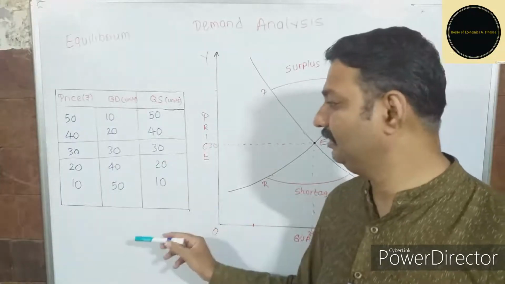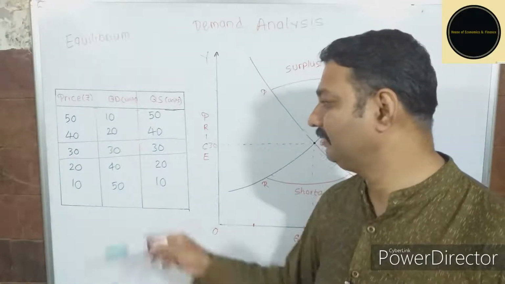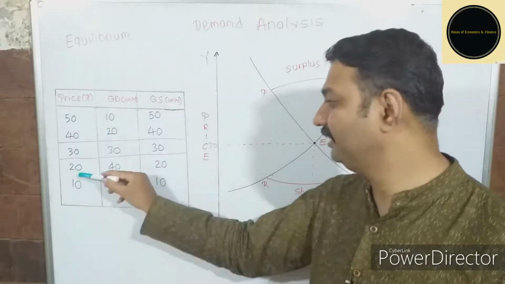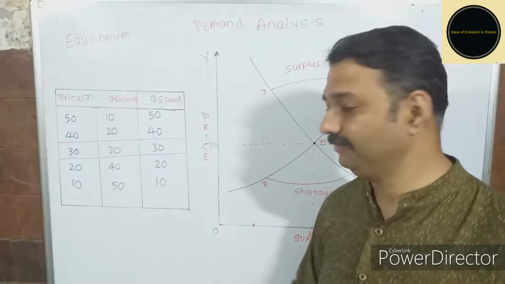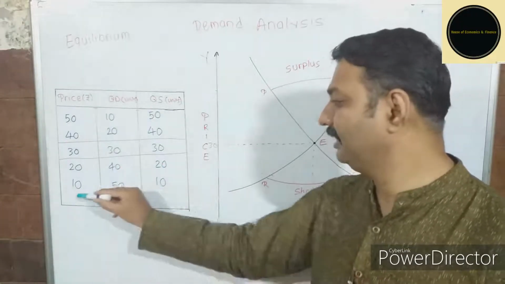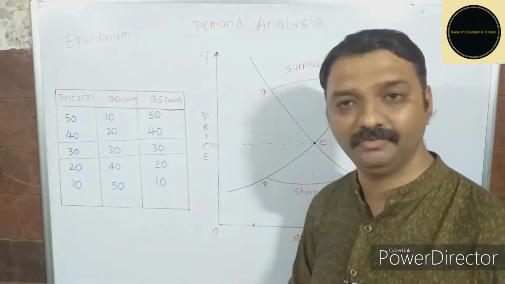In the reverse case, when the price is too low, when price is 20 or 30, the quantity demanded is higher. When the price is 20, the quantity demanded is 40 units, but the quantity supplied is 20. That is, demand is more, but supply is less. When the price is 10, the quantity demanded further increases to 50 units, but the supply is 10 units only.